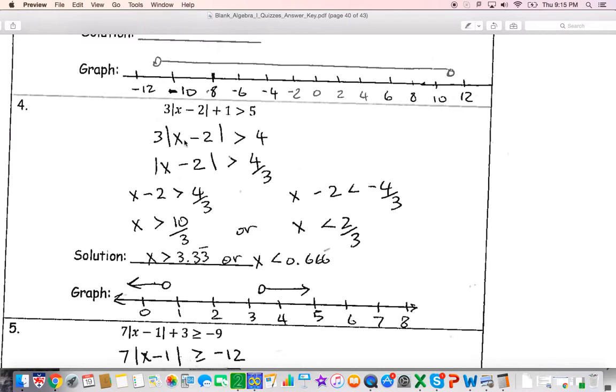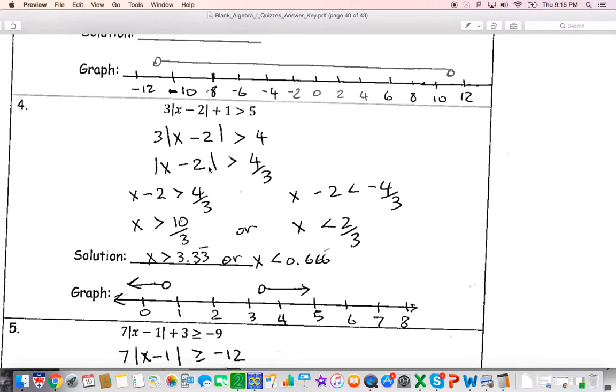We still don't have that isolated, so we can go ahead and divide both sides by 3. So we divide this by 3 and then this by 3, so we get that this absolute value part is greater than 4 over 3. Now we have our absolute value part isolated, which means now we can set up both of our inequalities.